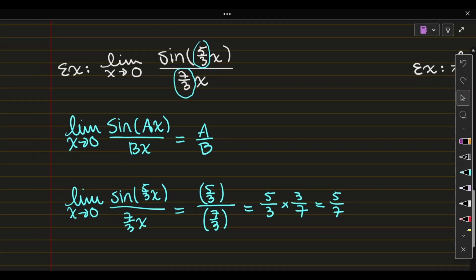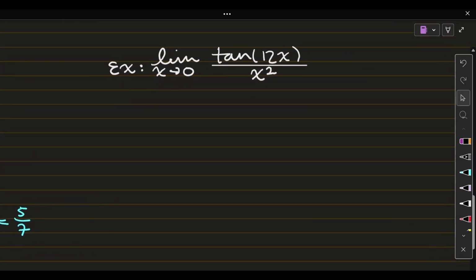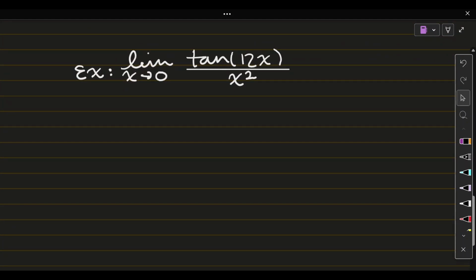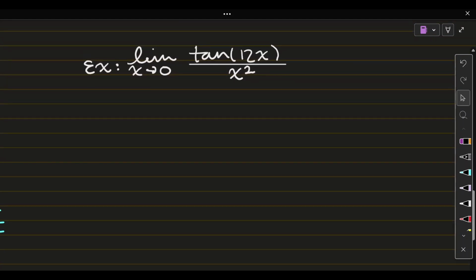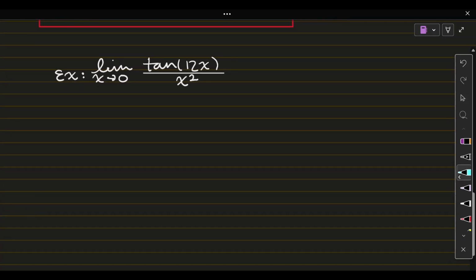Very simple. Okay, and then, the limit as x goes to 0 of tan 12x over x squared. Okay, so we're going to use the properties of limits here, namely the limit as x goes to c of f of x times g of x is equal to the limit as x goes to c of f of x times the limit as x goes to c of g of x.